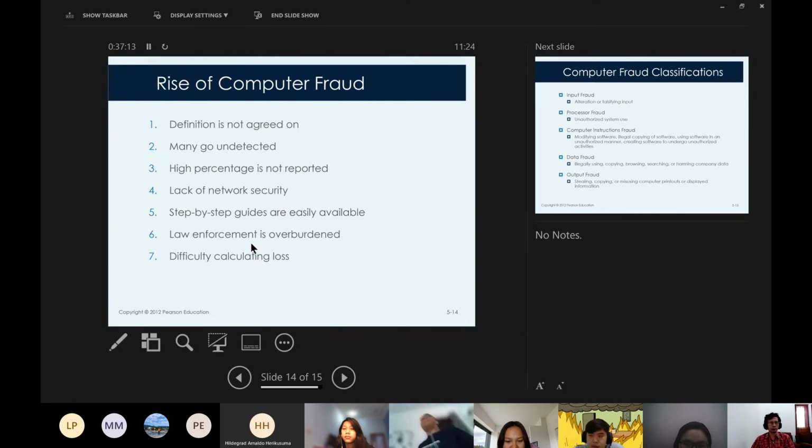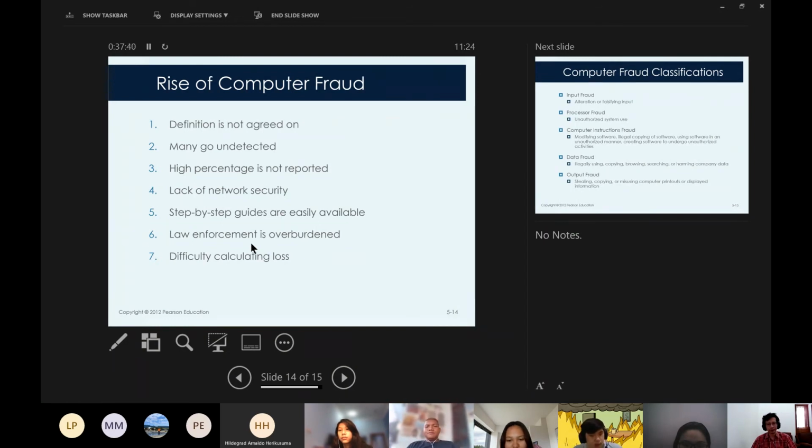A lot of computer fraud goes undetected, and a lot of it is not reported. Remember when Bukalapak and also Tokopedia denied that their systems were hacked? Okay. Lack of network security. How many of you have the same password for different applications, for example, or tell other people your password?